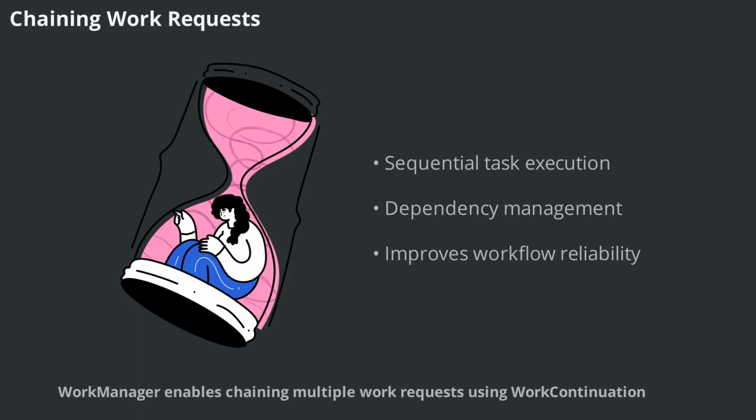WorkManager enables chaining multiple work requests using work continuation. This ensures tasks run sequentially or based on dependencies. For example, you can download, process, and upload data in a defined order, improving workflow management and reliability.